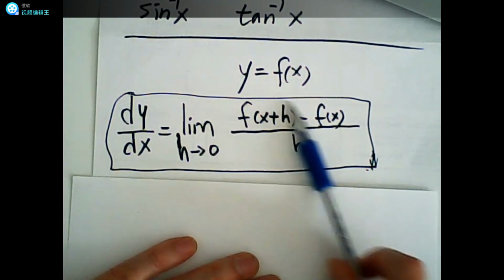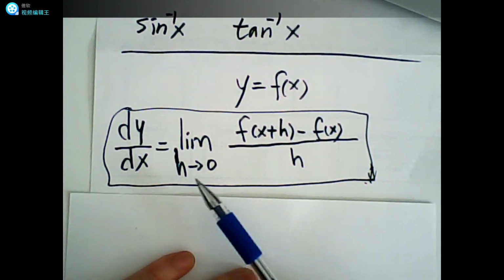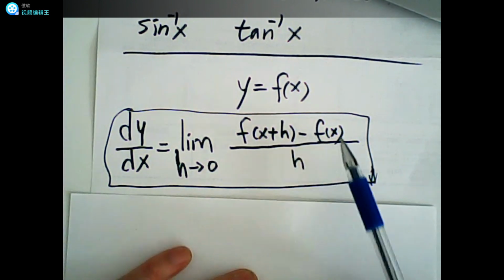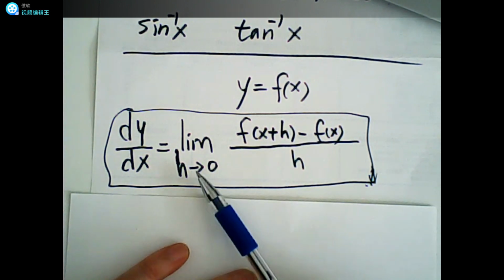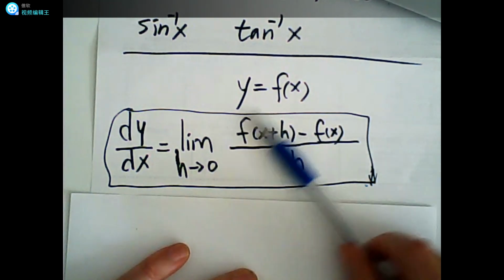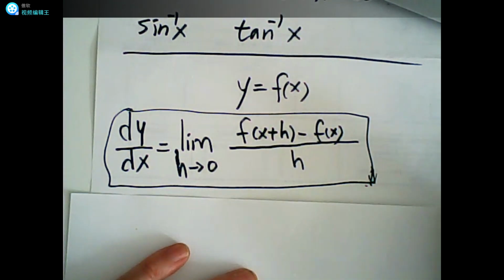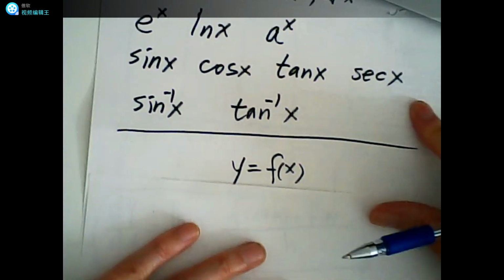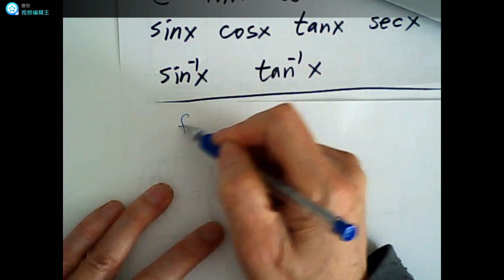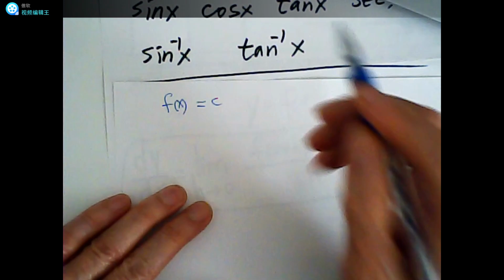The definition of a derivative is this, right? y = f of x, dy/dx is the limit of f of x plus h minus f of x over h as h approaches 0. So the derivative is a kind of rate of change, momentarily, at a certain moment. Okay, let me do one by one. First is a constant function, f of x equals c.